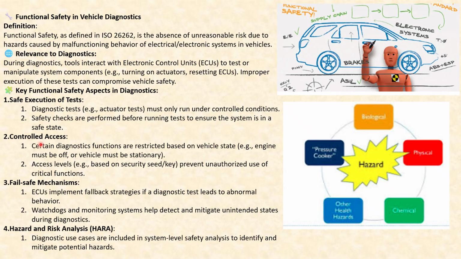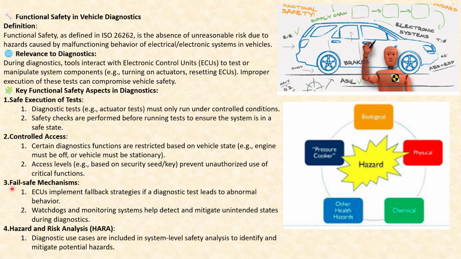And next is controlled access. Certain diagnostic functions are restricted based on vehicle state. Example, engine must be off or vehicle must be stationary. So this vehicle state, what is the vehicle state when the functions are accessed? That is again extremely important. Now, when it comes to access levels, they prevent unauthorized use of critical functions.